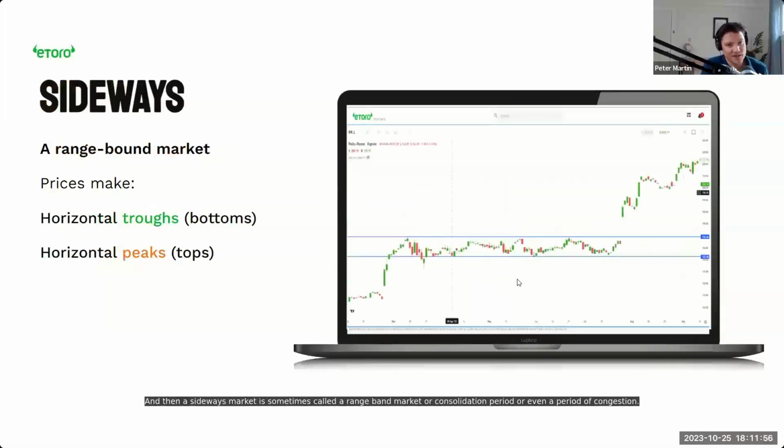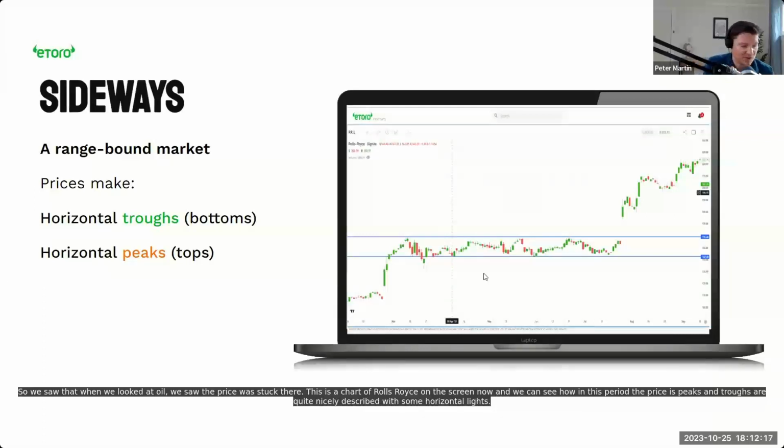And then a sideways market is sometimes called a range-bound market, or a consolidation period, or even a period of congestion. The peaks or tops and the bottoms or troughs, we can describe where they lie with horizontal lines. We saw that when we looked at oil, the price was stuck there. This is a chart of Rolls-Royce on the screen now, and we can see how in this period the peaks and troughs are quite nicely described with some horizontal lines.